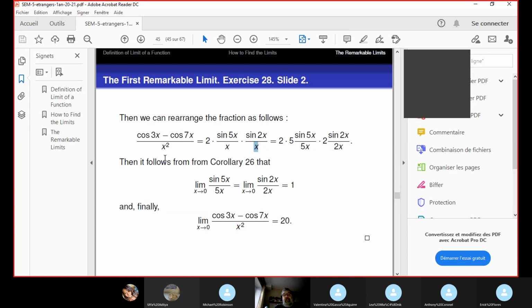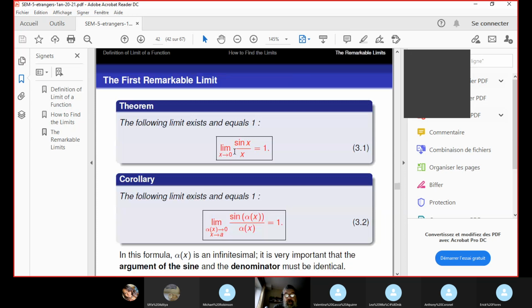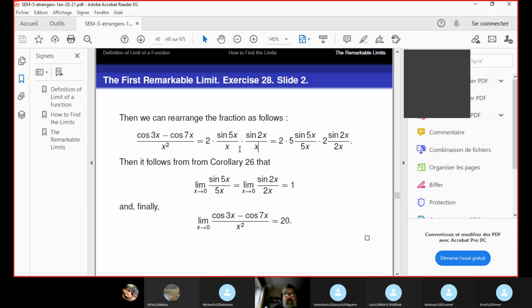And then you see in this product, I want to use my theorem, my corollary 3.2. So I want to pass to alpha of x, which is in this case a constant multiplied by x. So I write the first term as 5 sine 5x over 5x. So the same thing, if you want. Agree?